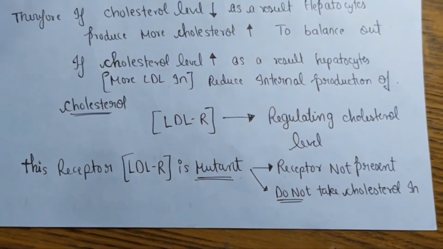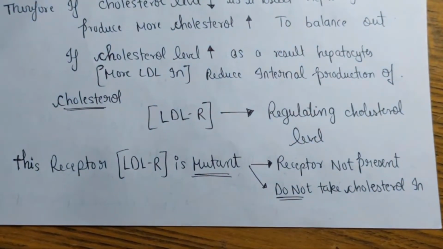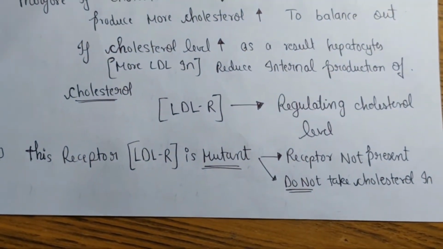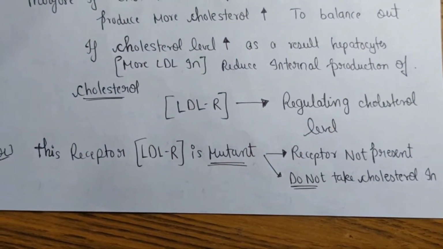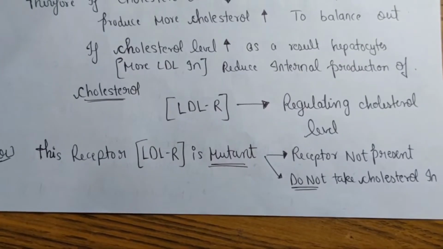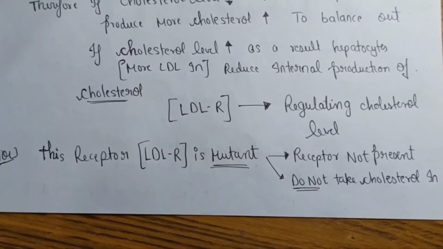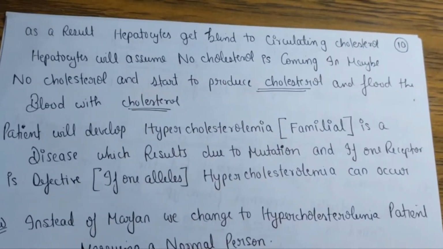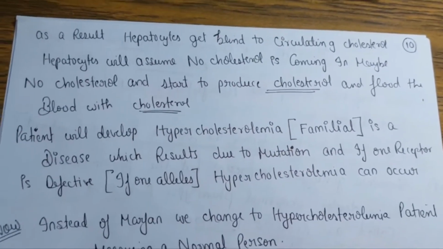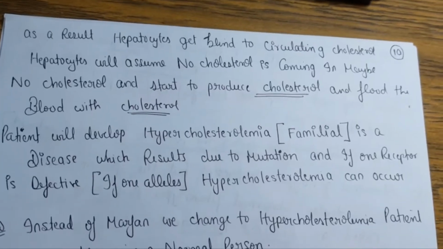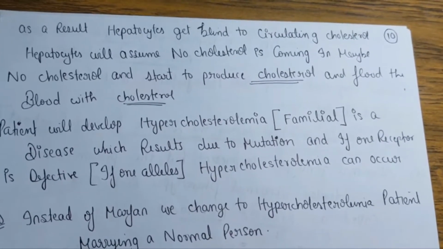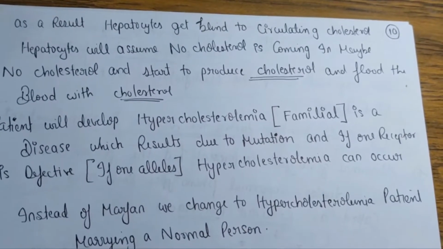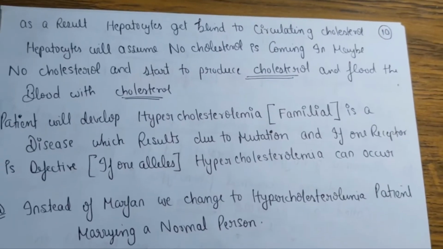Now what if this LDL receptor is mutant? That means either the LDL receptor is not present, or the LDL receptor is present but it does not take the LDL or cholesterol inside the hepatocyte. As a result, the hepatocytes will become blind to the level of circulating cholesterol in the blood. Hepatocytes can assume that there is no cholesterol in the blood because there is no cholesterol or LDL coming into the hepatocytes.